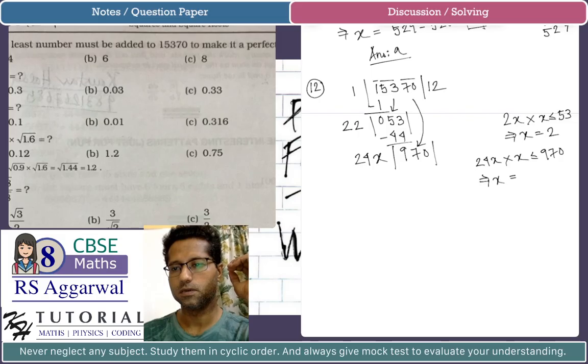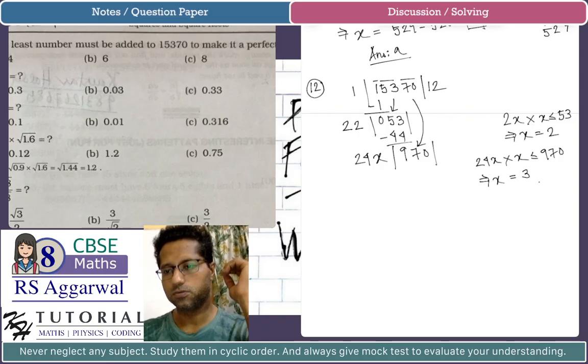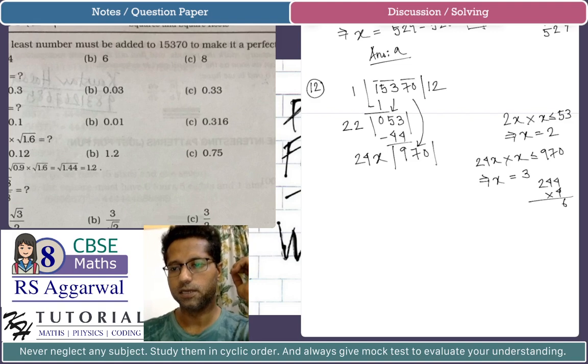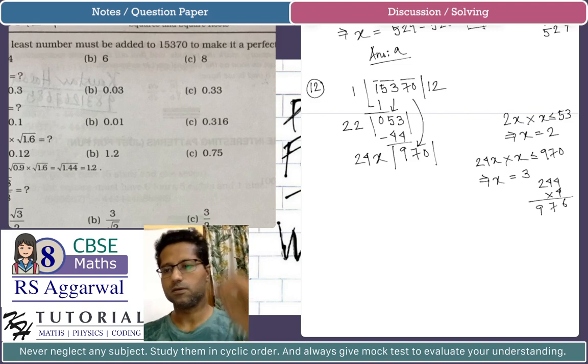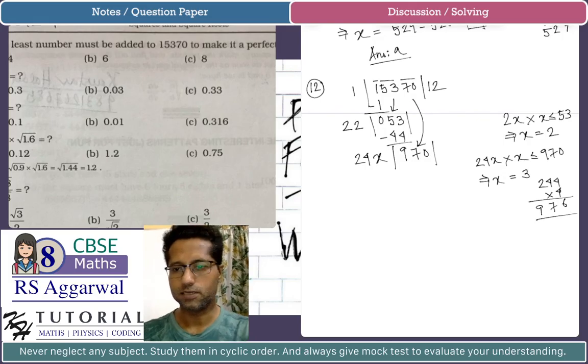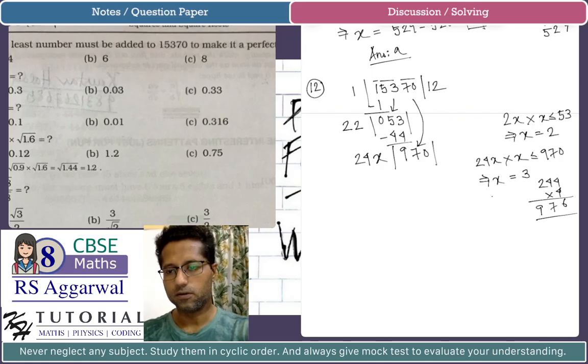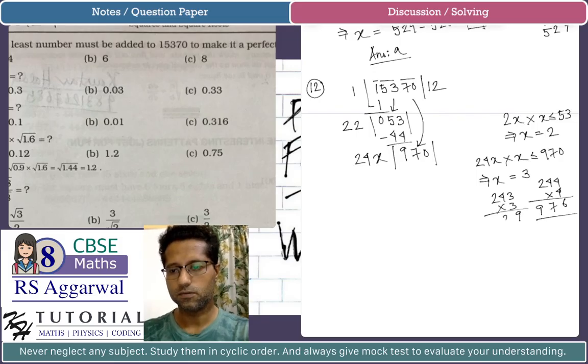16, 17. No, it cannot be 4. It will be because 2, 4, 4. If it is 4, what we are getting is 16, 17, 976. It is crossing the value. So x has to be 3, and 243 multiplied by 3 is 729. So x will be 3.